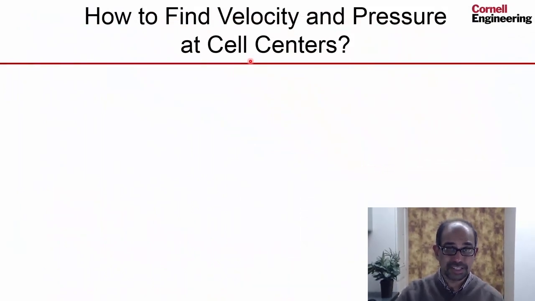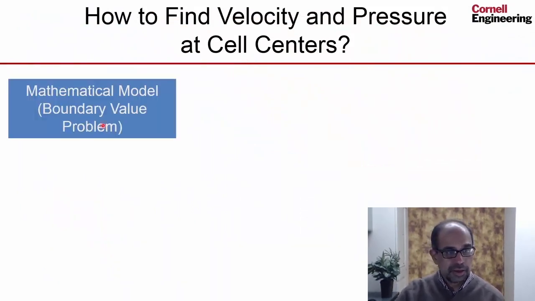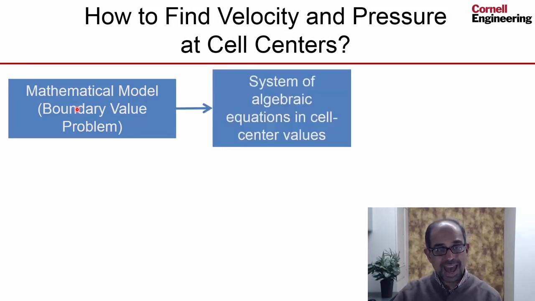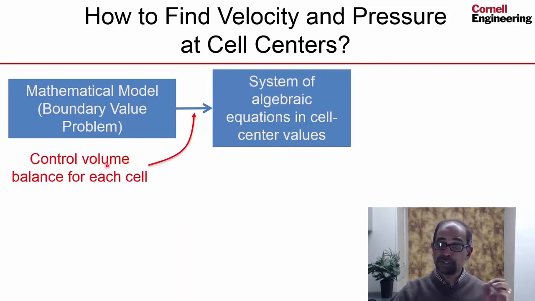Let's talk about how to find velocity and pressure at the cell centers. We start with the mathematical model, which is a boundary value problem, differential equations plus boundary conditions. And we derive a system of algebraic equations in the cell center values from that. In our particular example, we have 36 unknown values, so we would have to generate 36 algebraic equations. These equations are generated by performing a control volume balance for each cell. So you do a control volume balance for mass and for momentum. And we will take a look at the details of that in a little bit.